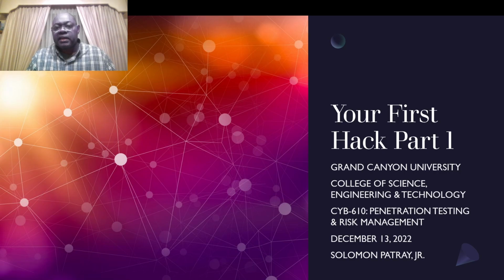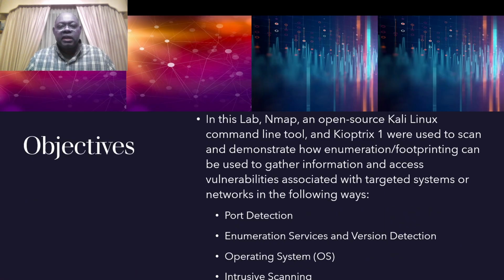The title of my presentation is Your First Hack Part 1. The objectives: as part of the objectives in this lab, Nmap and open source Kali command line tools were used to scan and demonstrate how enumeration or footprinting can be used to gather information and access vulnerabilities associated with targeted systems or networks in the following ways: port detection, enumeration of services, version detection, operating system detection, and intrusive scanning.